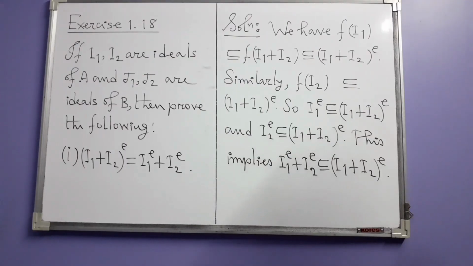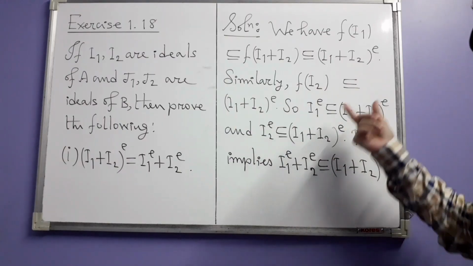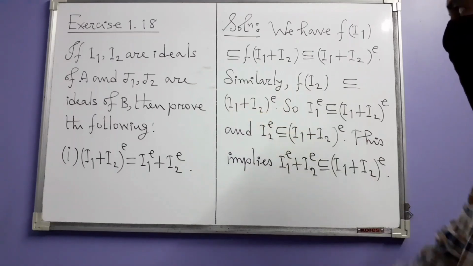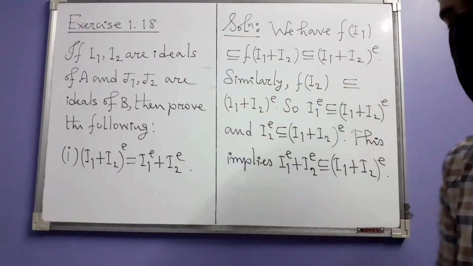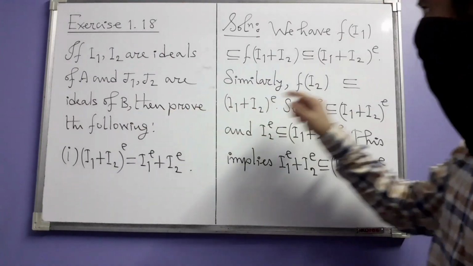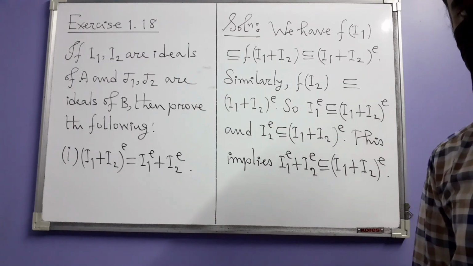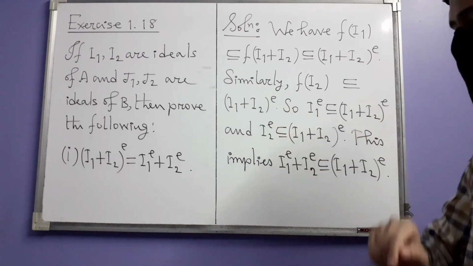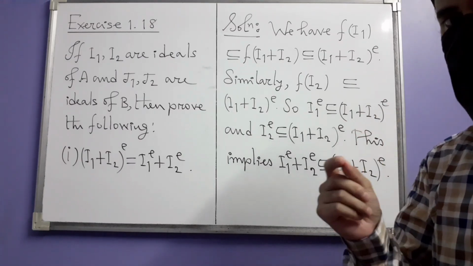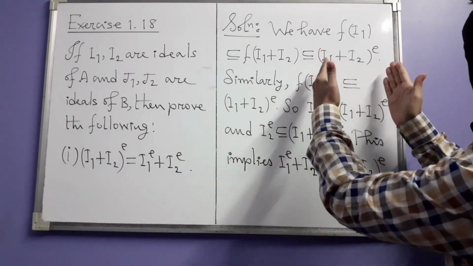In a similar manner, f of I2 is also contained in the extension of I1 plus I2. I haven't written that intermediate thing, that is, f of I2 is contained in this, which is contained in this. So what do we find? We find that this extension, which is an ideal in B, contains f of I1 as well as f of I2. So what about the extensions of I1 and I2, the individual extensions? They are supposed to be the smallest ideals in B containing respectively I1 and I2, and this is just one ideal which contains them.